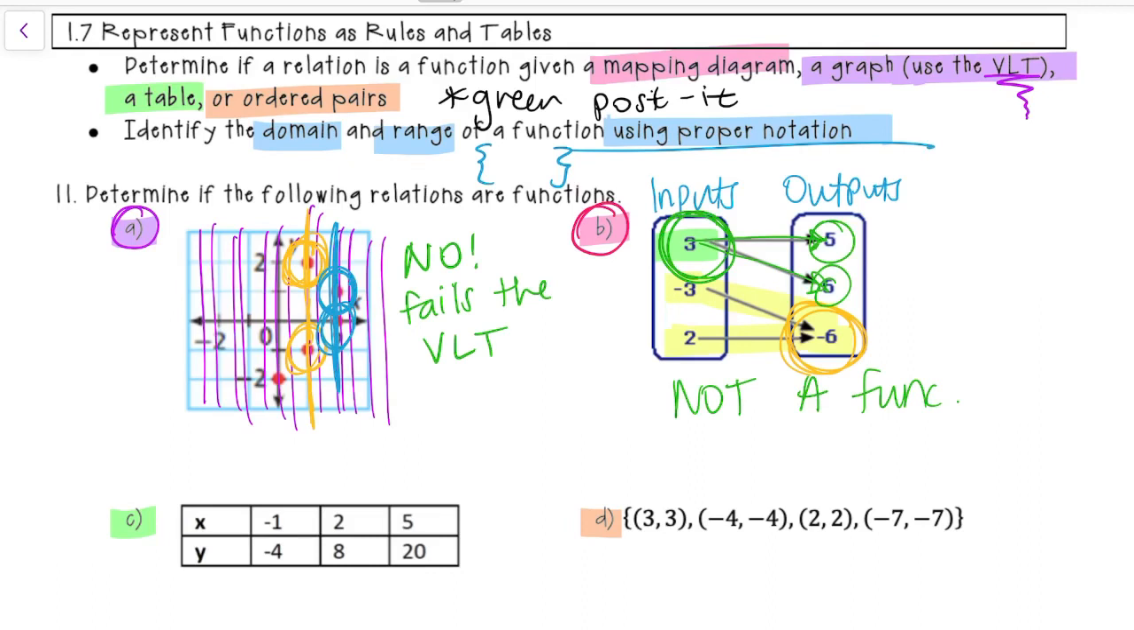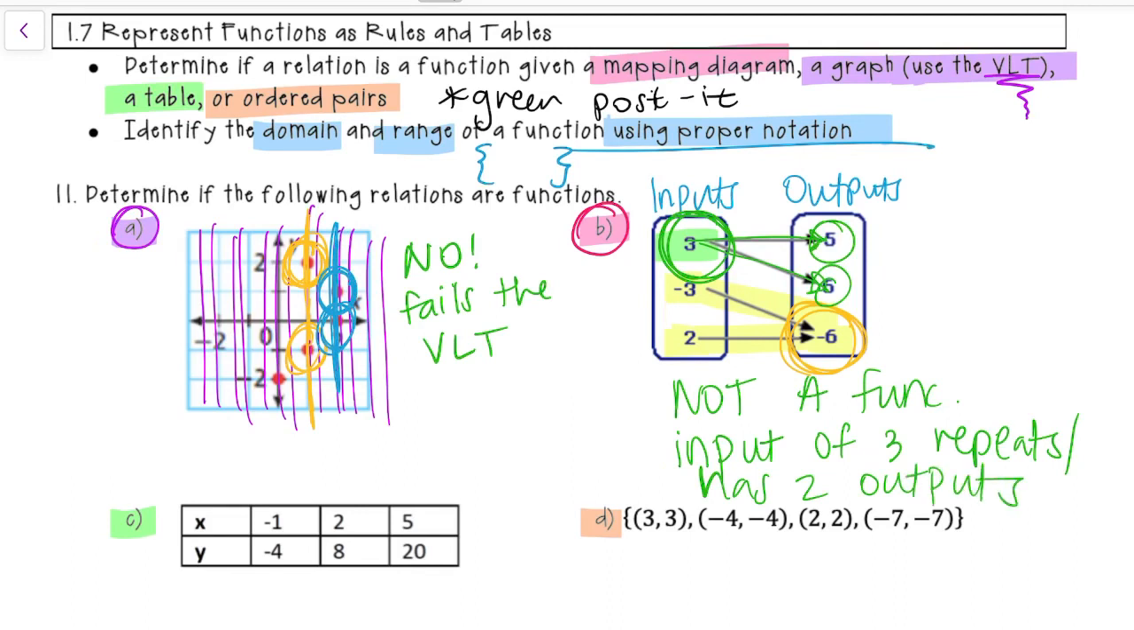And you could say, for a reason, the input of 3 repeats or it has 2 outputs. And then for C and D, we've got a table and ordered pairs, and your job is to determine whether they are functions or not.